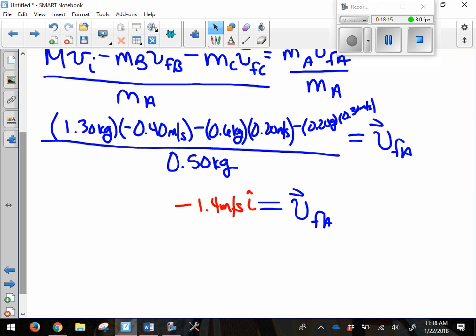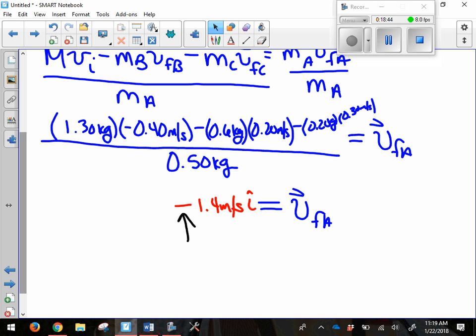Okay. All right. So note that it is, in fact, in the negative direction, as we predicted, because it has to not only compensate for parts B and C that are moving in the positive direction, but then it actually has to have as much additional momentum in the negative direction as it had initially. Okay? Make sense? Got it?